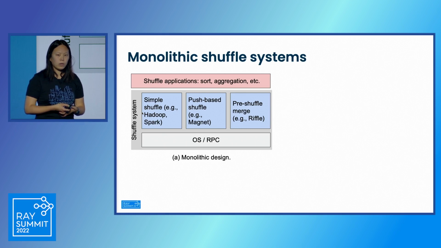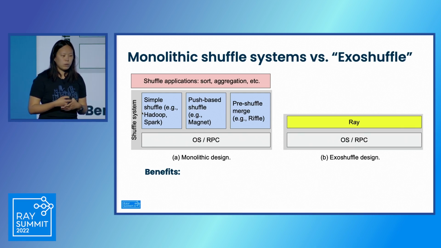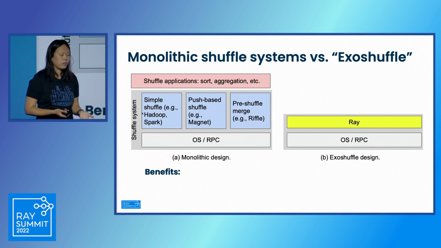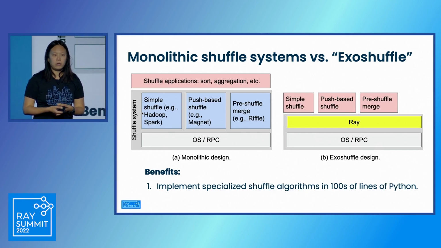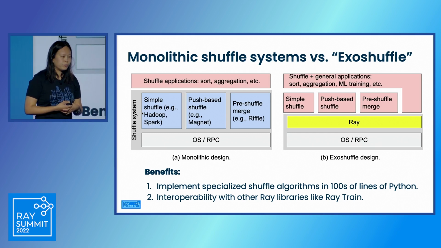In collaboration with Berkeley, we built out this Exoshuffle project, which was seeing if we could use Ray Core's primitives directly to build shuffle in a way that was more flexible. So instead of building these shuffle algorithms directly over primitives like RPC, we can use the Ray Core primitives like tasks and objects to build the shuffle algorithm in only a few hundred lines of Python. The other advantage of doing this is that we can now easily interoperate with other Ray applications, such as Ray Train. And that's because all of these algorithms are just using object refs under the hood.